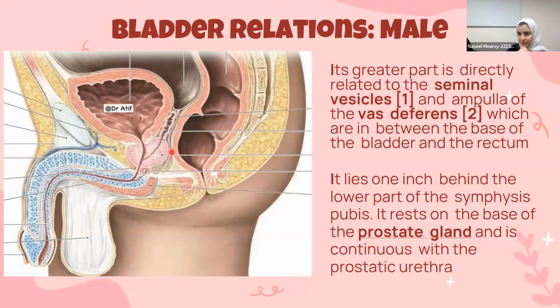Vas deferens and seminal vesicles. So yes, seminal vesicles and vas deferens. And then the seminal vesicles and vas deferens are between the bladder and what structure? So the bladder is in front of these structures. Now what's behind them? Rectum. Good job.